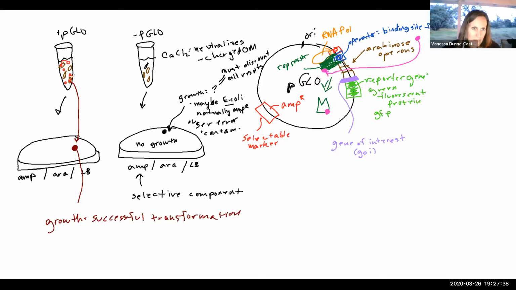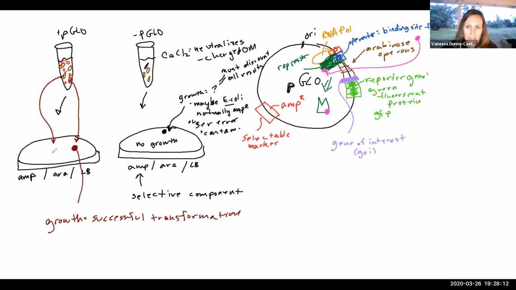Let's say that this pGLO positive tube had bacteria that were transformed and bacteria that were not transformed here, and also bacteria that were transformed, but perhaps they had a mutation event that occurred that rendered that arabinose operon not working anymore. So let's give an example of all three of these things. In this guy right here, this bacteria that did not take up the plasmid, even in the positive pGLO tube, would you expect to see growth or no growth on the media?